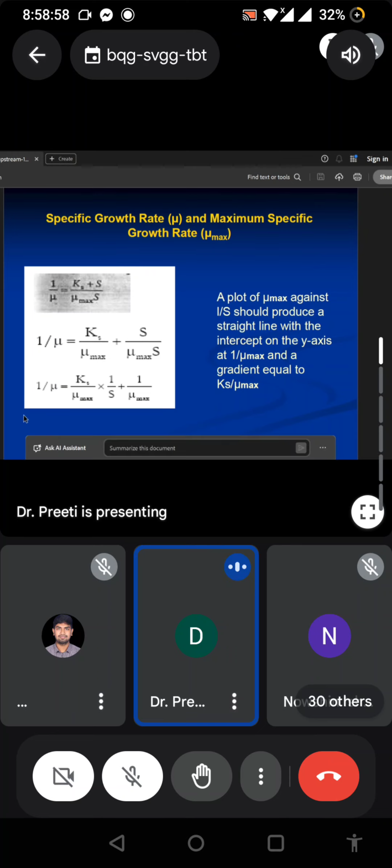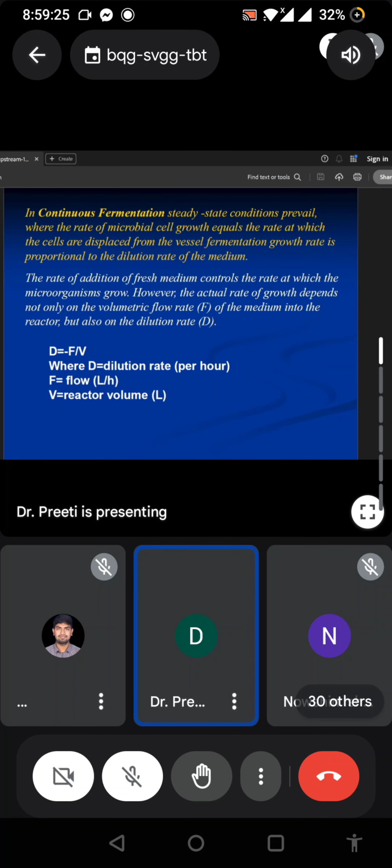It comes into this form, y equals mx plus c, where 1 by mu max is the constant. So the calculation of those parameters, the specific growth rate and maximum specific growth rate, if this is plotted, I can easily get all the values from the x intercept and y intercept. So this was for batch kinetics.